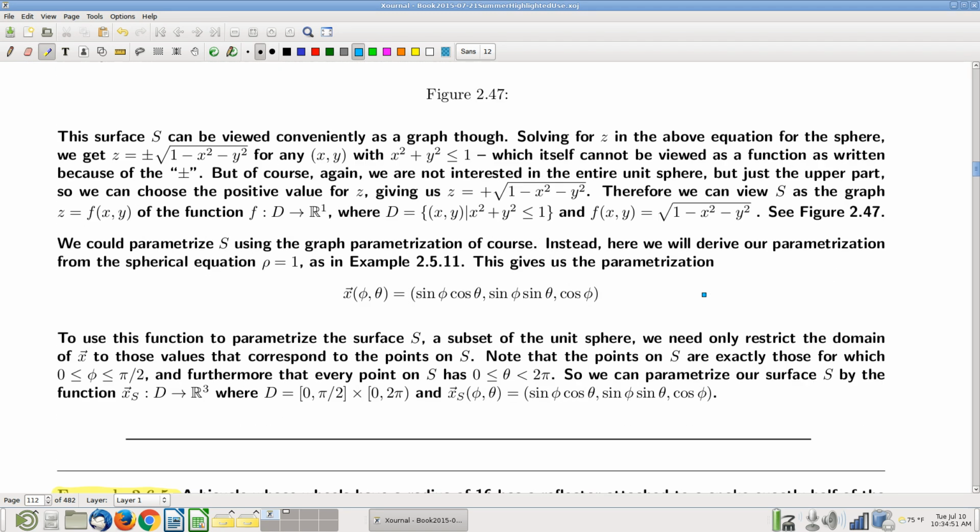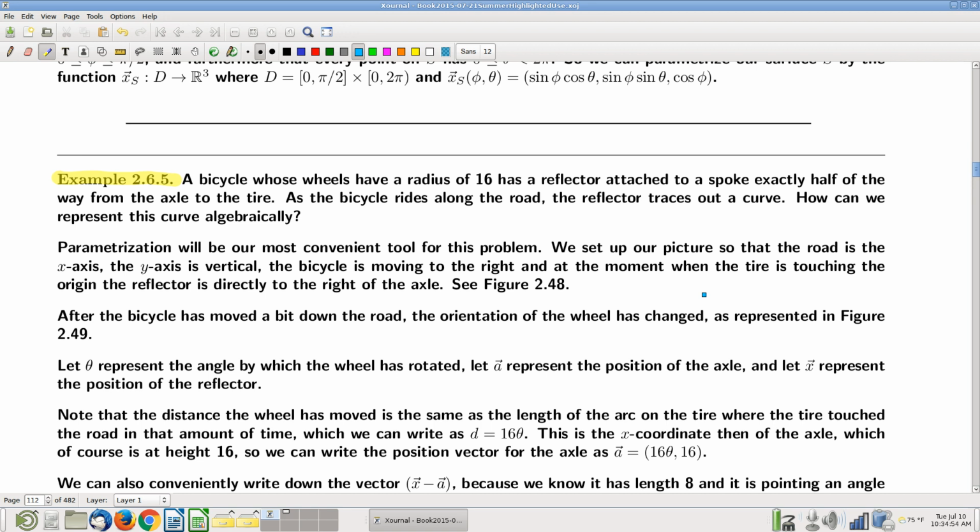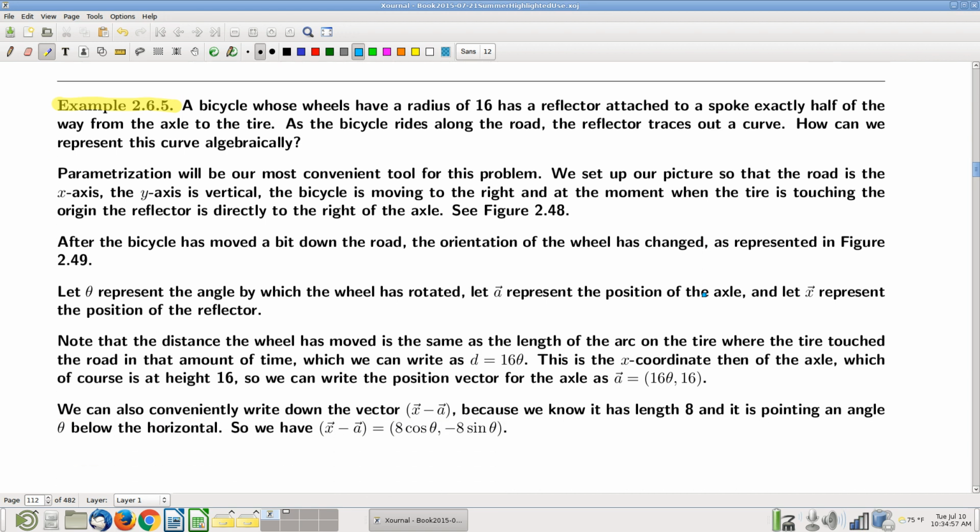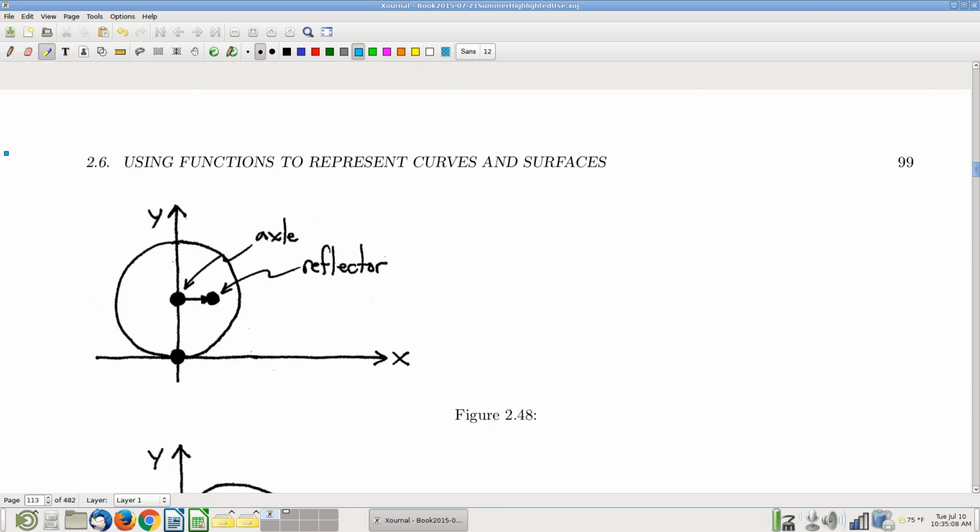Okay, so there's, like I say, a bunch more examples in here. I do want to do one more, at least part of, and this is a bicycle example. This is an example that uses the vector addition tool that we talked about previously. And so here's the idea. We've got a bicycle wheel here, and the bicycle wheel has an axle right in the middle, as of course it should, and it has a reflector kind of halfway in between the axle and the tire. The question is, as this wheel starts rolling, what path does the reflector follow?